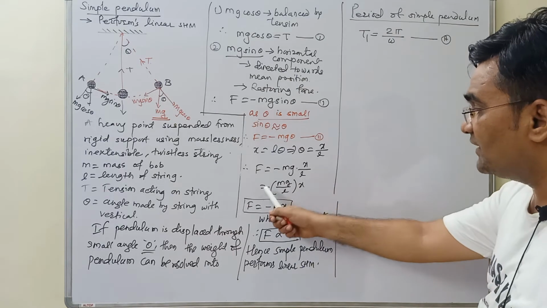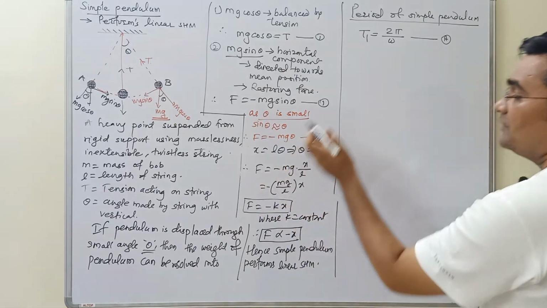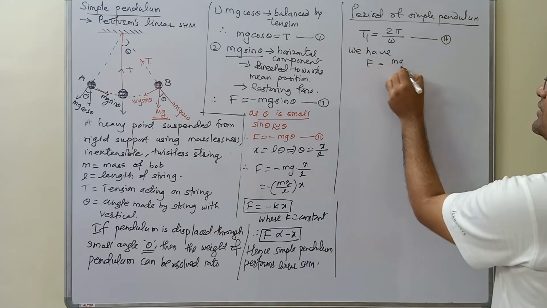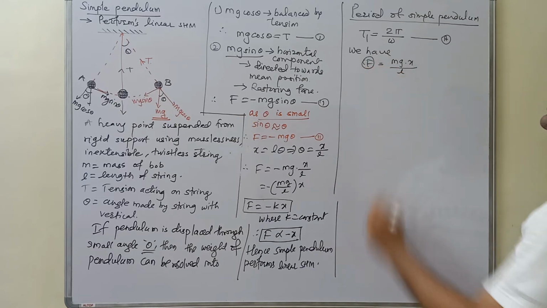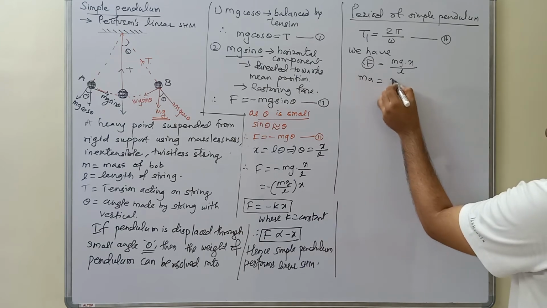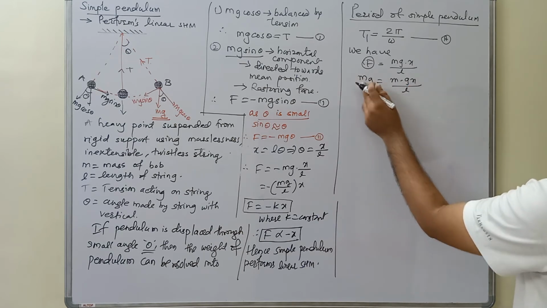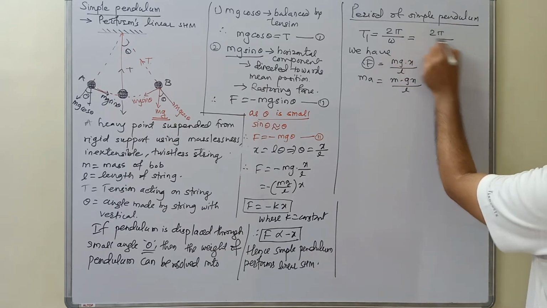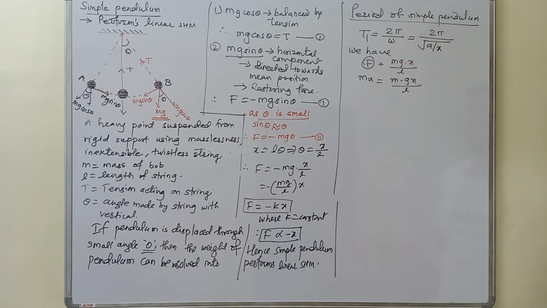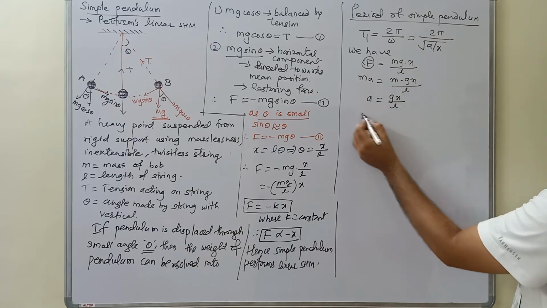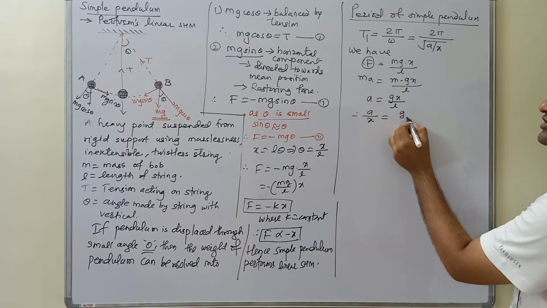Now we have one equation. What is that equation? This one. We have F equal to mg x upon L in magnitude. What is force equal to? Mass into acceleration, equal to m into gx upon L. M gets cancelled. Or this formula can also be written as 2 pi upon root of a upon x. How? Just check. M gets cancelled, so a equal to g into x upon L. So a upon x can be equal to g upon L.